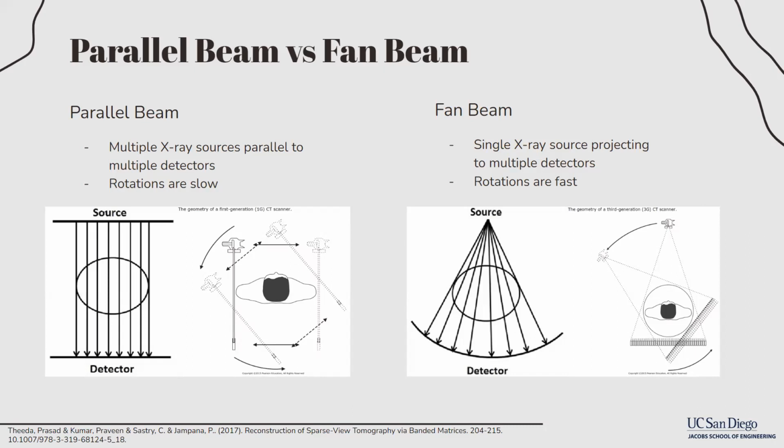Fan beam projection became the better version that was used in third generation CT scans. In fan beam, there's only one source that produces multiple line projections across to the detector. So instead of producing one projection and shifting it over and over like in parallel beam, this will produce a whole view all at once. So each rotation occurs much faster and the CT imaging process is more efficient.